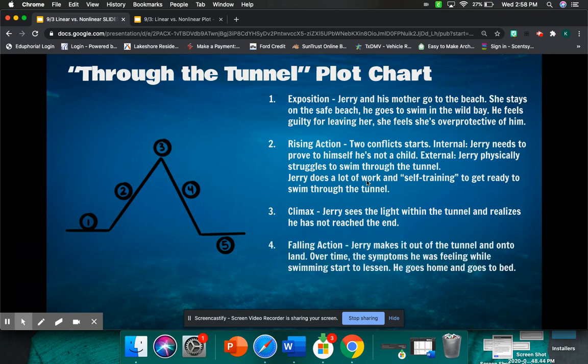During the falling action, Jerry makes it out of the tunnel and onto land. Over time, the symptoms he was feeling while swimming start to lessen. So his nose stops bleeding, his head stops pounding. He goes home and goes to bed.